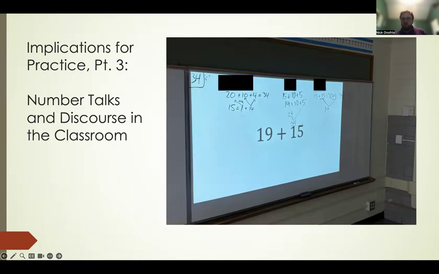Finally, number talks helped my students engage with discourse in the classroom and showed that they could rise to the occasion when presented with these problems. They were more willing to engage with the number talks than with any other section of the lesson.